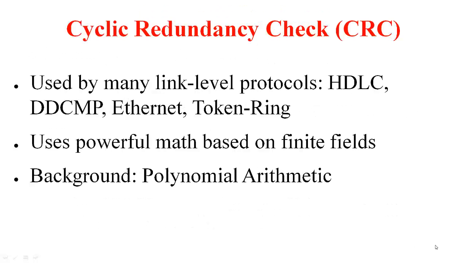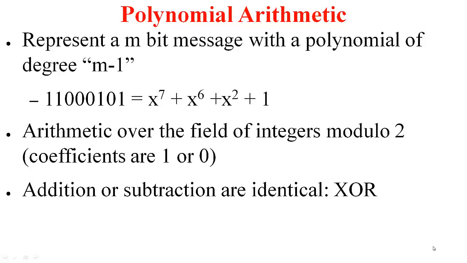So we've been hearing about CRC for quite some time now, so here it is at last. It stands for Cyclic Redundancy Check, and this is used by many link level protocols: HDLC, DDCMP, Ethernet, token ring, and so on and so forth. There is some powerful math based on finite fields behind it. Before we get to this, we need to cover some background. So I'm going to give a brief overview of polynomial arithmetic.